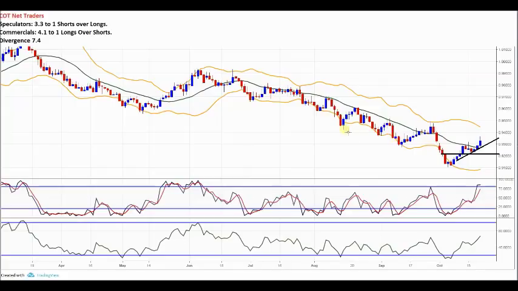Where could we go to? The obvious level for me, just based on the COT, we should easily get to there. Okay. However, I think we could overrun and go to major resistance, which is weekly resistance, up at 96.